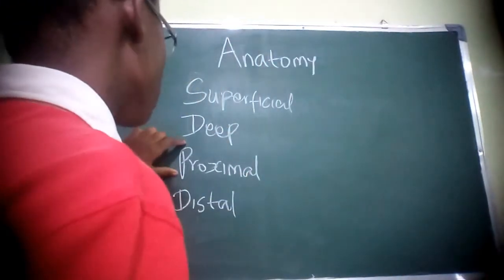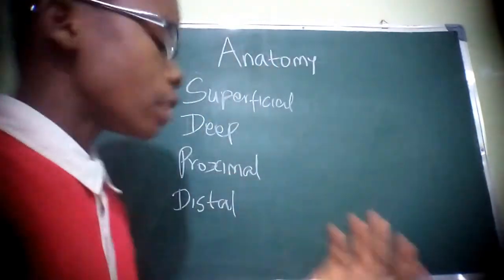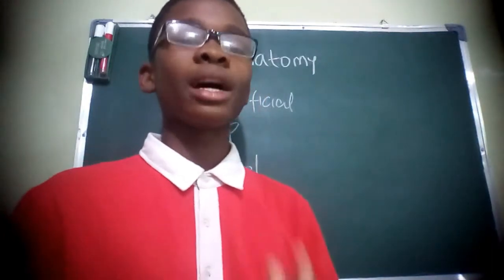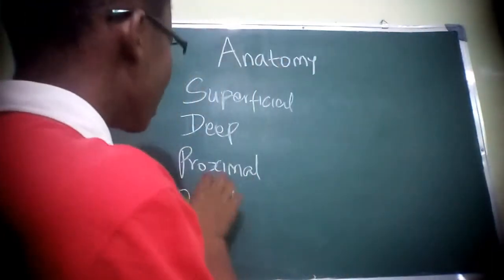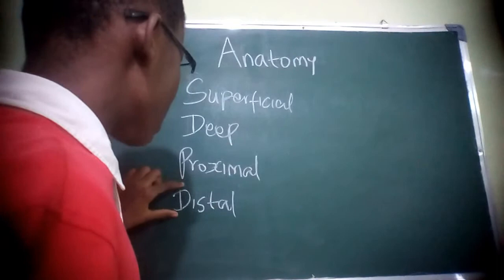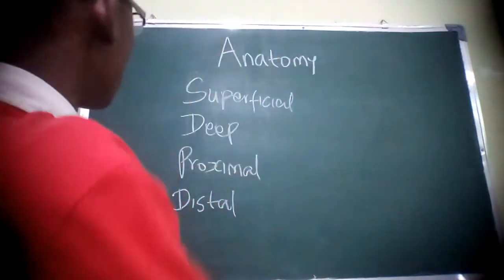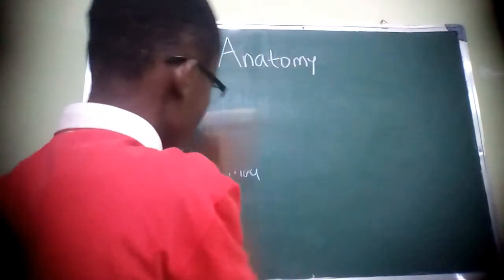And we look at proximal. Proximal simply means that the structure is nearer to the reference point. Like when you're talking about the elbow joint, and you say that the hand is proximal to the elbow joint, that means the hand is nearer to the elbow joint. And distal simply means that the structure is further away from the reference point.